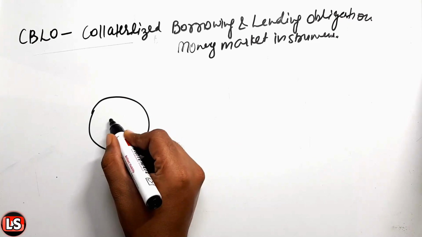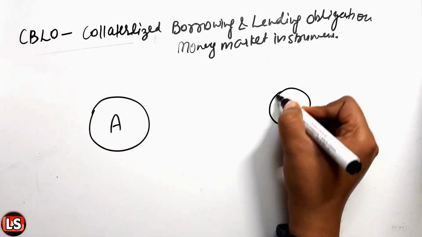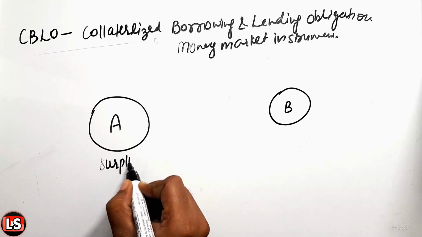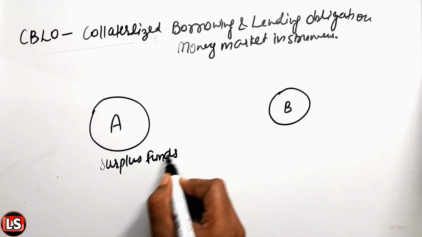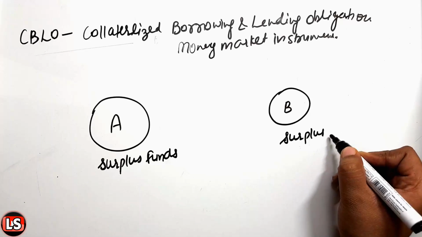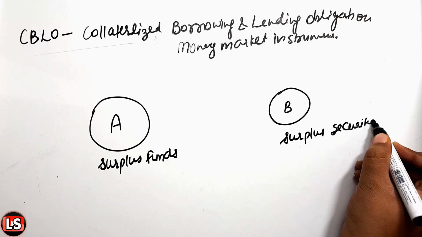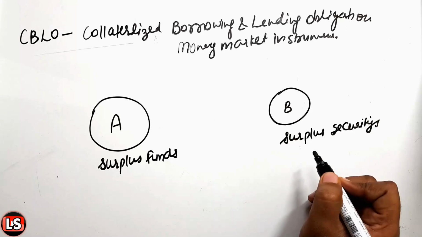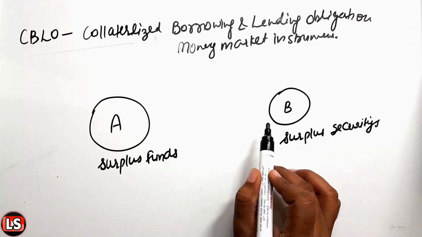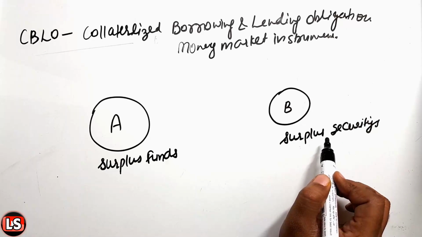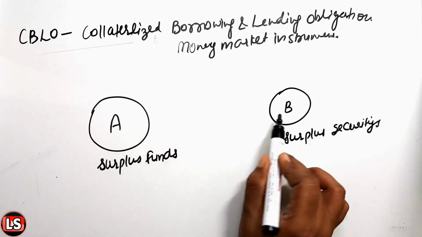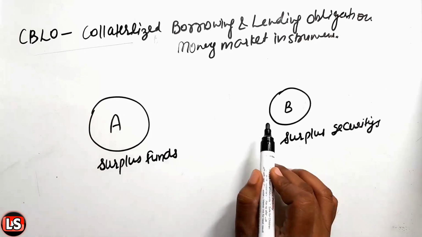Likewise, we are considering two institutes over here, A and B. A has surplus funds. Funds means liquidity. And B has surplus securities. So B has surplus security and A has surplus funds. If B is in need of some liquidity, that it wants some funds, it can give security and borrow funds. But this transaction is not directly between these two.